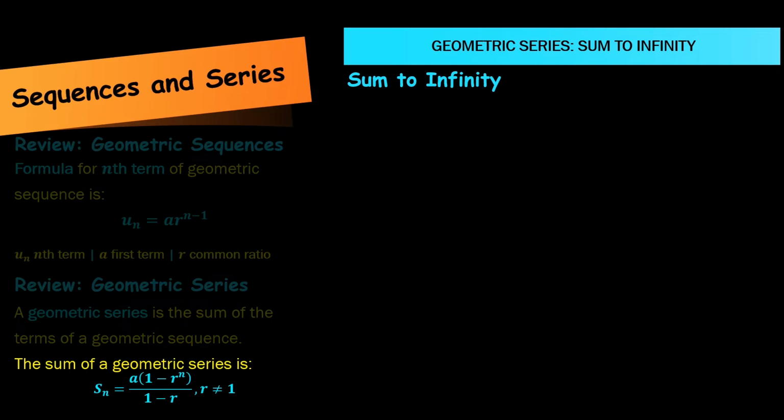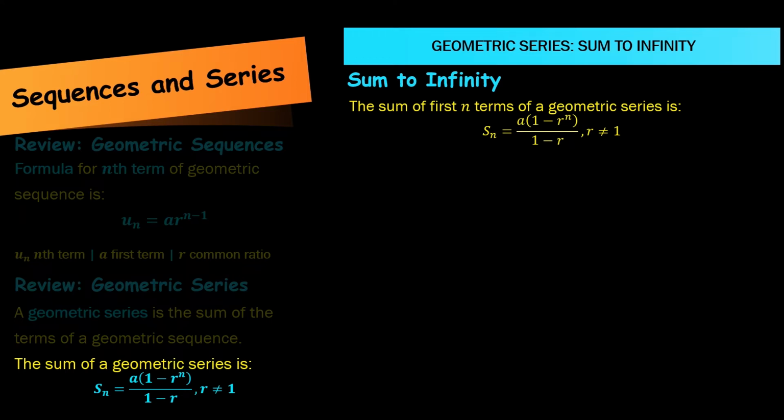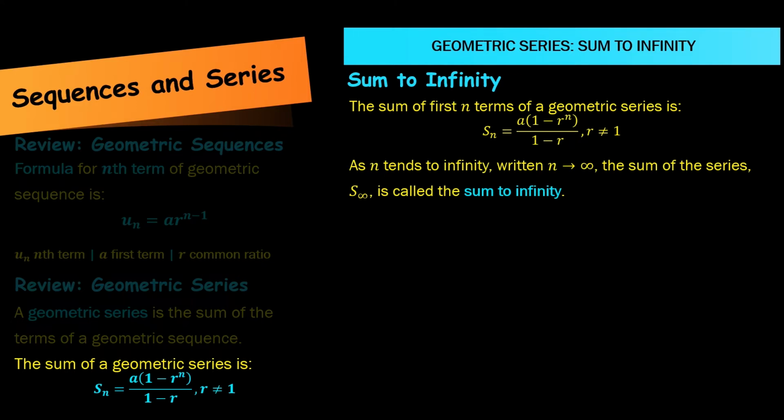We're now going to take a look at the sum to infinity. So what happens when n goes towards infinity? We've already established that the sum of the first n terms of a geometric series is s subscript n equals a times 1 minus r to the power n all over 1 minus r, where of course r does not equal 1. As n tends to infinity, written as n arrow infinity, the sum of the series s subscript infinity is called the sum to infinity.